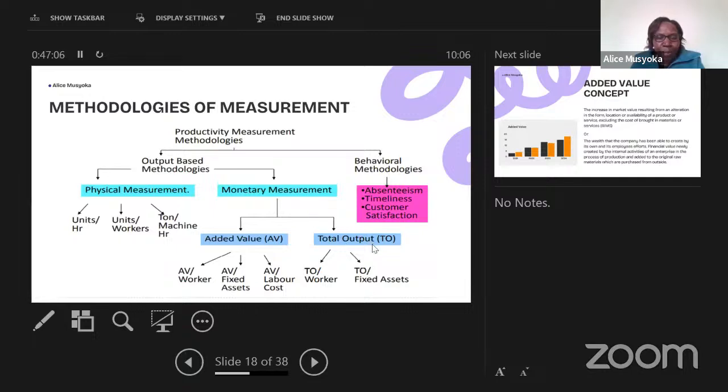Under monetary measurement, we could also look at total output by way of calculating total output per worker or total output divided by fixed assets. All these are different methodologies of measuring productivity. I hope I've not lost most of us. I know we HRs don't like so much detail on numbers. We don't have the numbers here. We are just talking about the methods, but essentially, one should look out for the data and then be able to do the calculation.